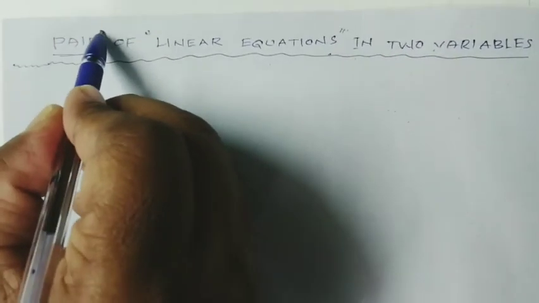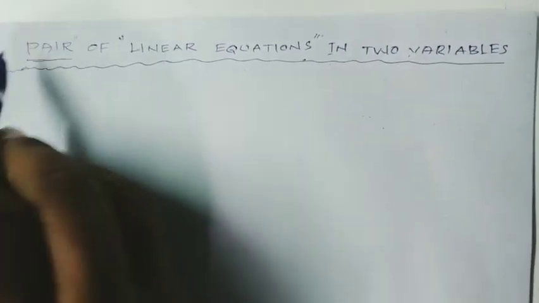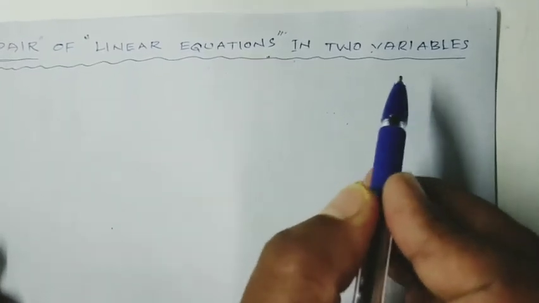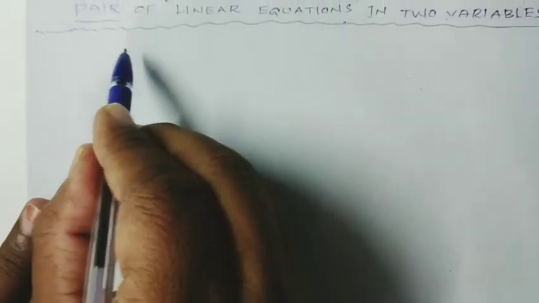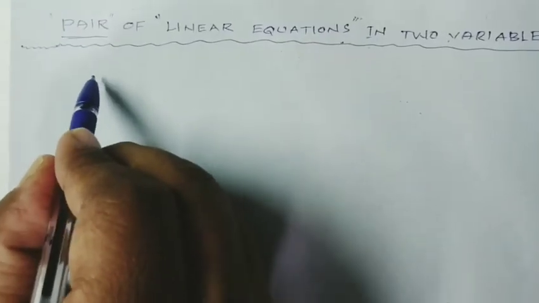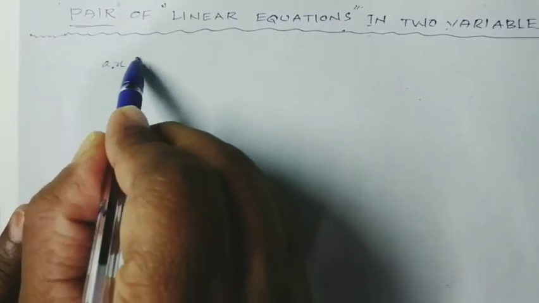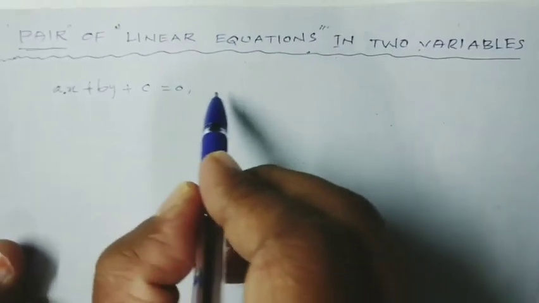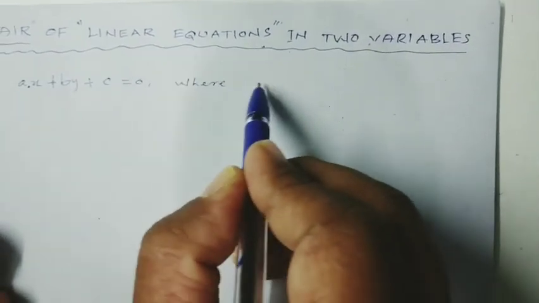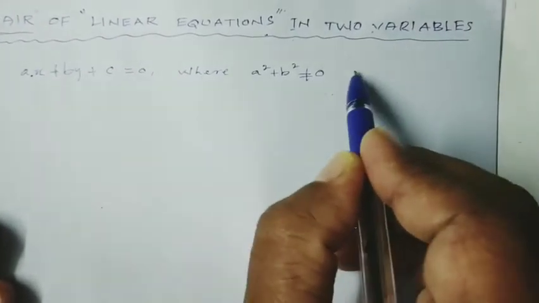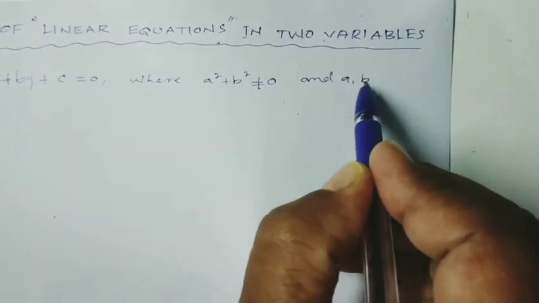Pair means two equations, two linear equations in two variables x and y. Two variables means here we are going to take x and y. First of all, we are going to write what is the linear equation in two variables. Linear equation in two variables: ax plus by plus c equals 0, where a square plus b square not equals 0, and a, b, c are real numbers.